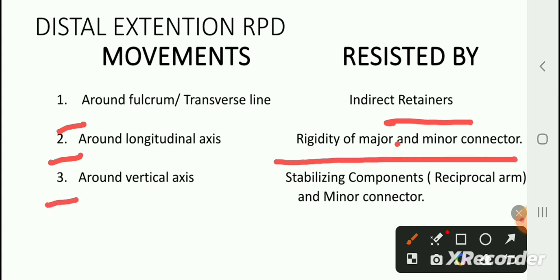And the third movement is around the vertical axis, which is in the horizontal plane. Rotation around a vertical axis located near the center of the arch, which is in the horizontal plane, and this type of movement is resisted by the reciprocal arm, that is the stabilizing component, that is the reciprocal arm, and the minor connector.